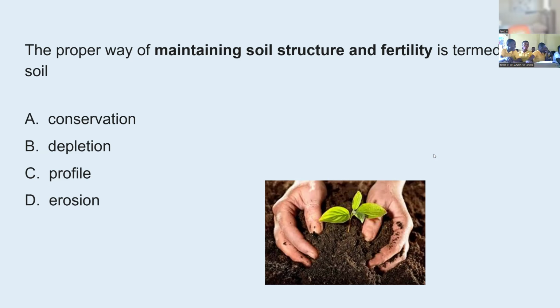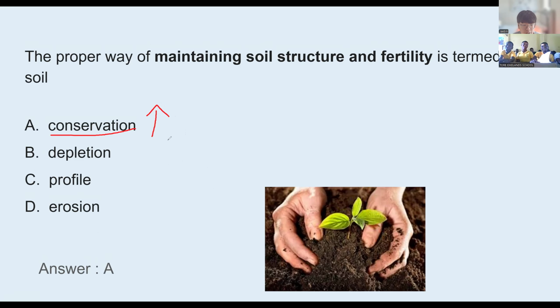A. Yeah, that is right. The answer is A. It's called conservation, of course, because it's the beneficial word. It's a good word. It's about maintaining the soil structure. All of these other ones are opposite or not related. So depletion is about not maintaining. Profile is not related. Erosion is also a negative. So conservation is the correct word to use here.